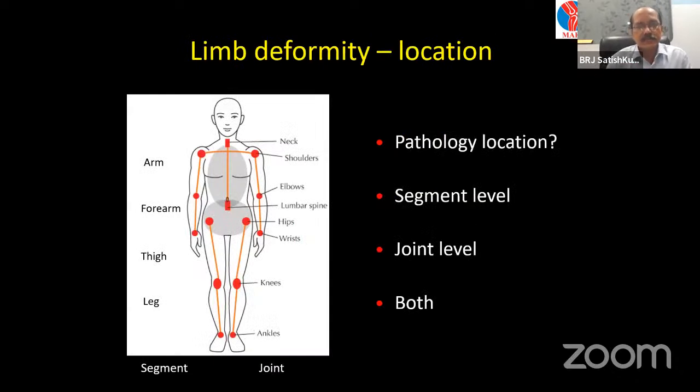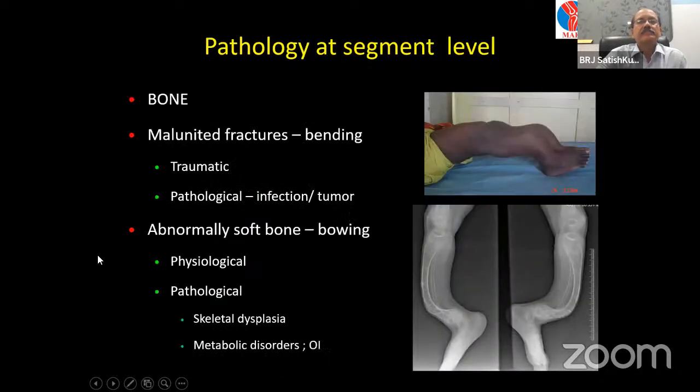So when we encounter a limb deformity, we have to find out where is the location of pathology, whether it is at the segment, that is arm, forearm, thigh, leg, or it is around the joint level, that is the shoulder, elbow, wrist, hip, knee, ankle, or the spine, or both. The deformity involves both the segment and the joint. The first thing we have to find out is the location of the deformity.